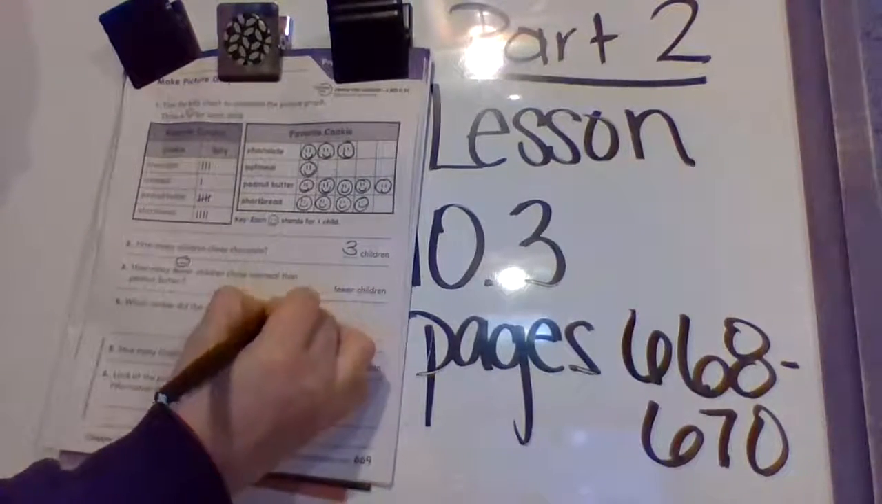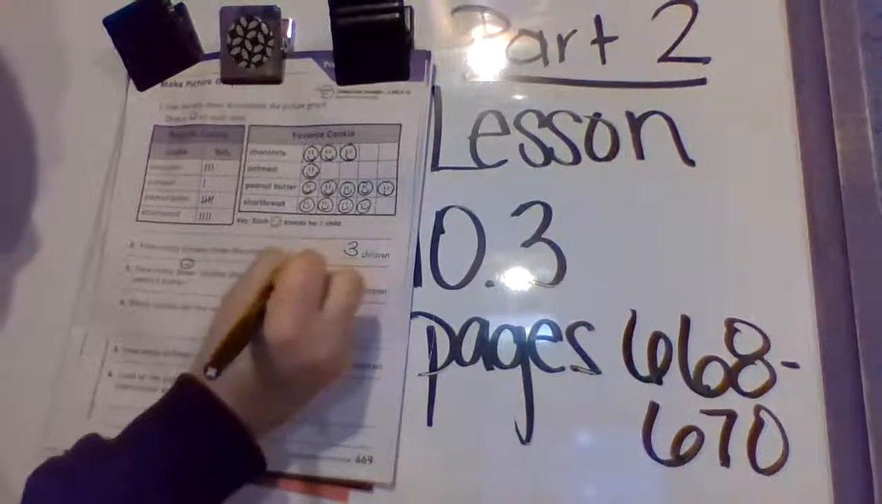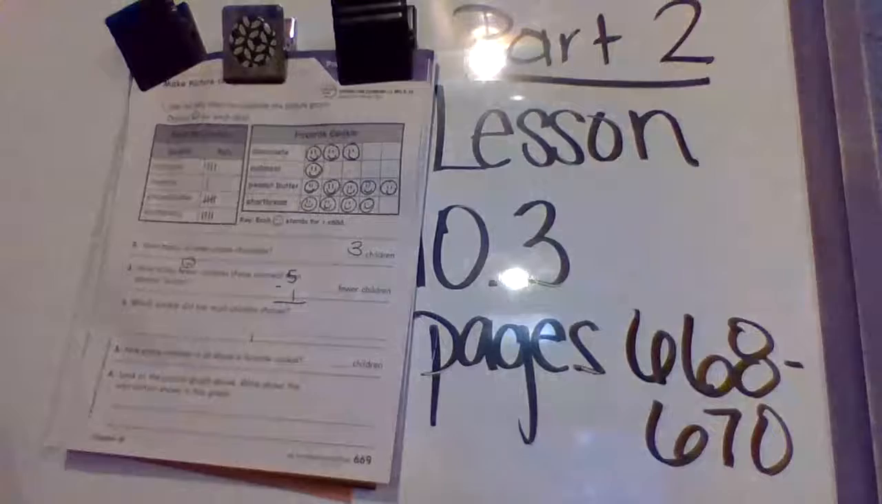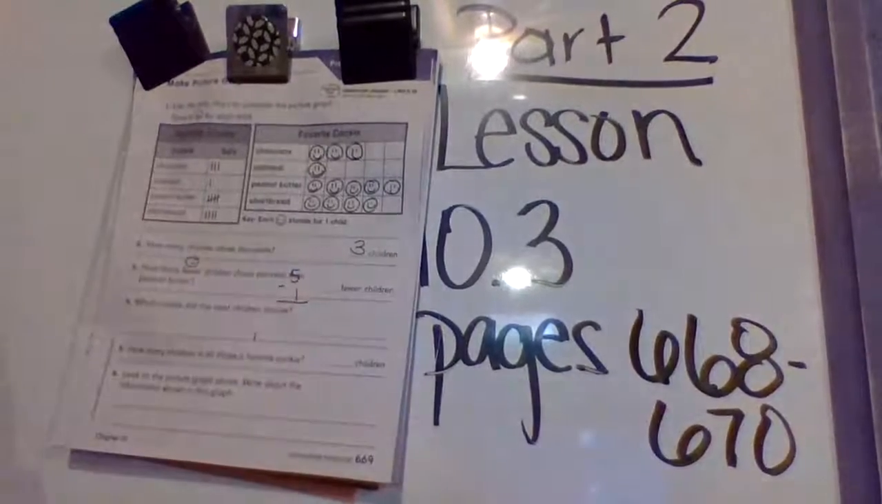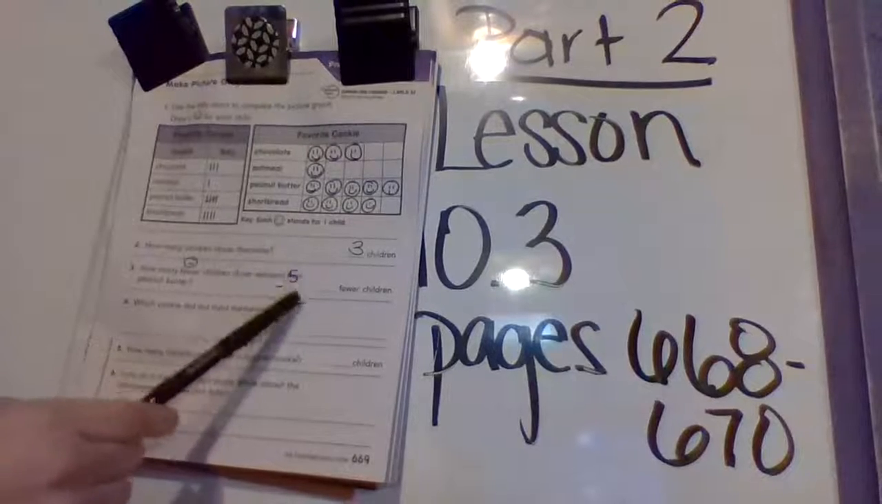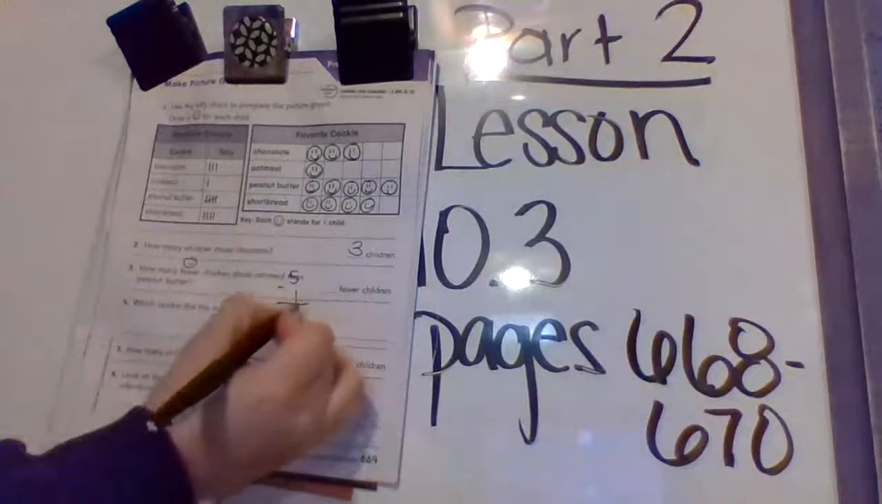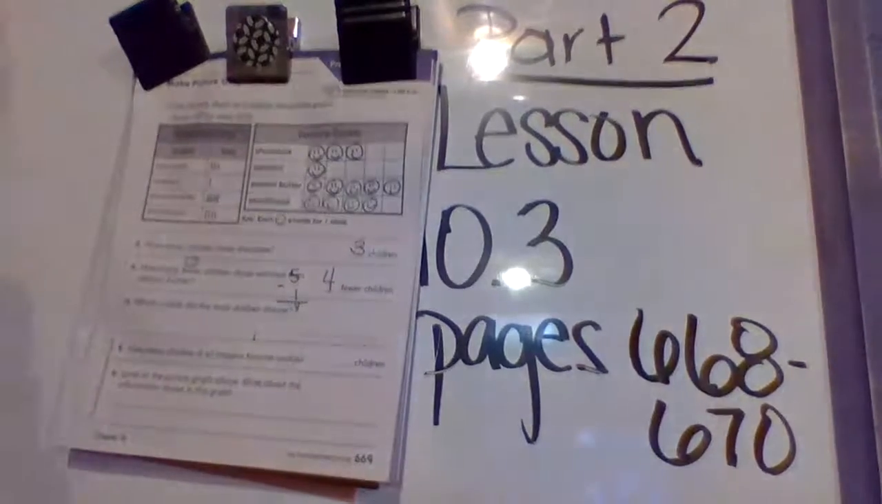Oh, up here. And peanut butter was 1, 2, 3, 4, 5. I'm going to subtract 5 minus 1. I made sure that 5 went on top, because when we subtract, that bigger number always goes on top. So 5 minus 1 will tell us the difference between the oatmeal and the peanut butter. And 5 minus 1 does equal 4, so 4 fewer children.